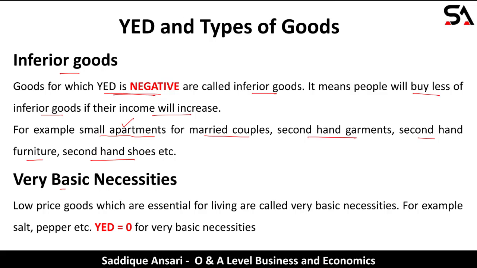Next is very basic necessities. Low price goods which are essential for living are called very basic necessities. For example, salt and pepper. And YED is 0 for very basic necessities. It means if income will increase, the quantity demanded will remain the same. It means that when a person will get higher income, a person will buy the same quantity of salt. Increase in income doesn't mean that person will start consuming more salt and more pepper.